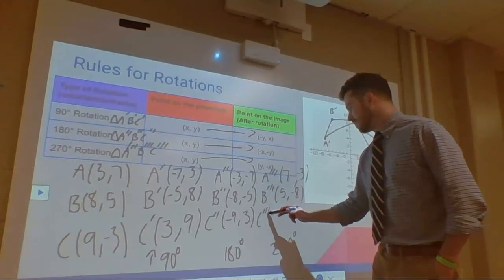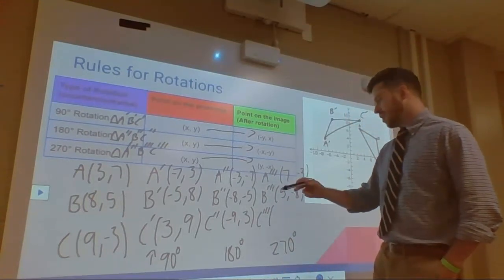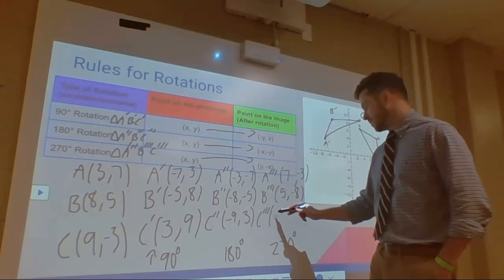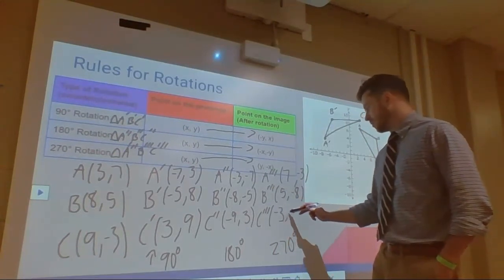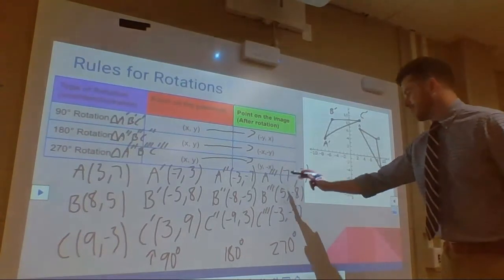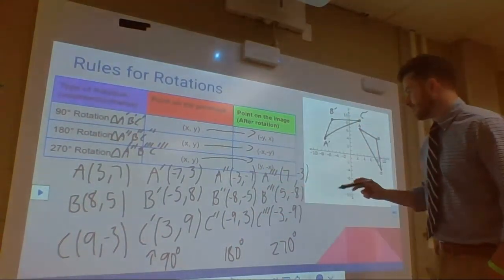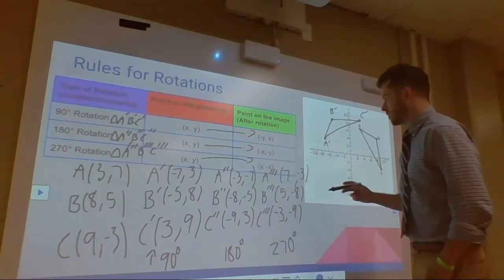C triple prime, we're going to have a swap, and then the 9 is going to move into the y and become opposite. So negative 3, negative 9. So that's for 270. Now, I forgot to graph or plot the 180-degree rotation. So let me graph these points.